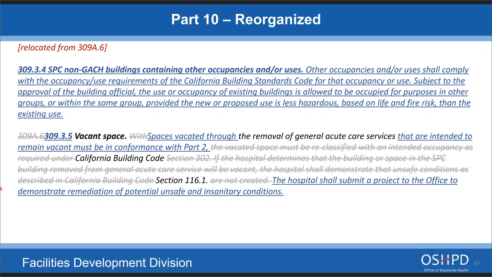And then the vacant space is actually kind of cannibalized from another section from 309A, which has the requirements listed for vacant spaces. And you must submit a project to the office to show that that remediation is being done. And this is basically capping off any exposed plumbing systems and things that aren't being used in that space.